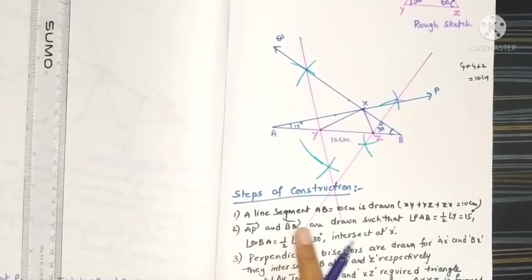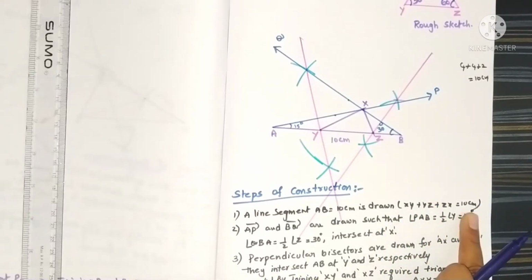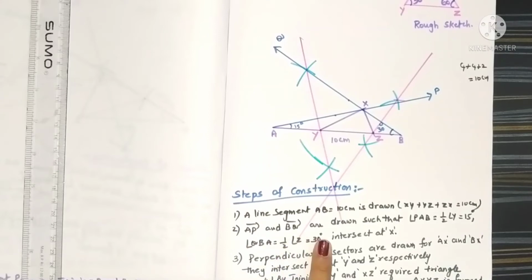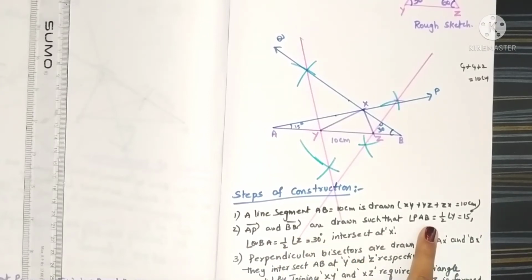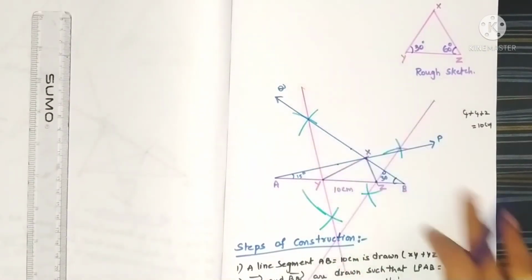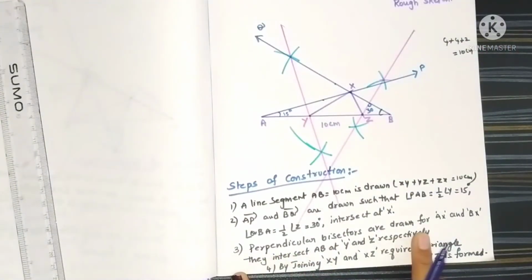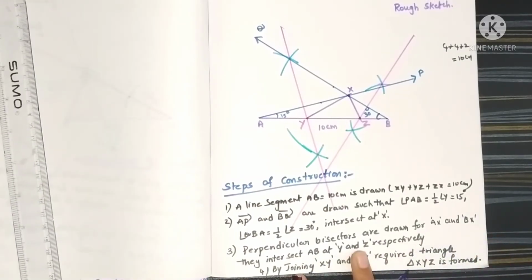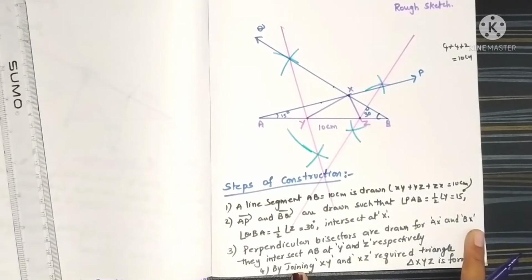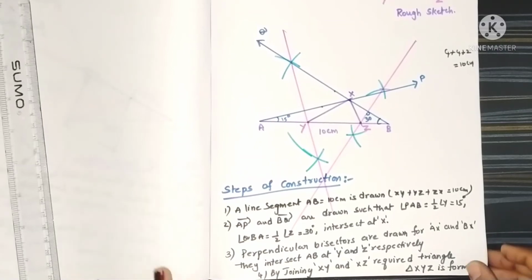Steps of construction. A line segment AB of 10 centimeters is drawn. The sum of three sides is 10 centimeters. Next, AP ray and BQ ray are drawn such that angle PAB is half of 30 and angle QBA is half of 60, 15 and 30. Next, they both intersect at X. Okay, so now perpendicular bisectors are drawn for AX and BX. They intersect AB at Y and Z respectively. So by joining XY and XZ, required triangle XYZ is formed.